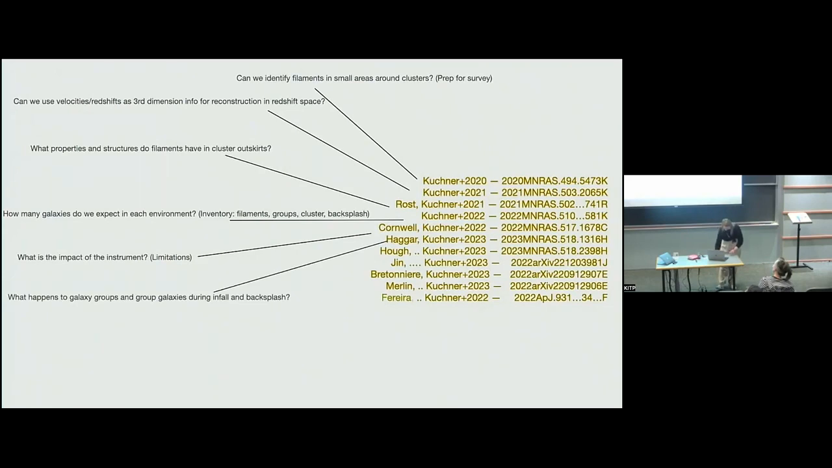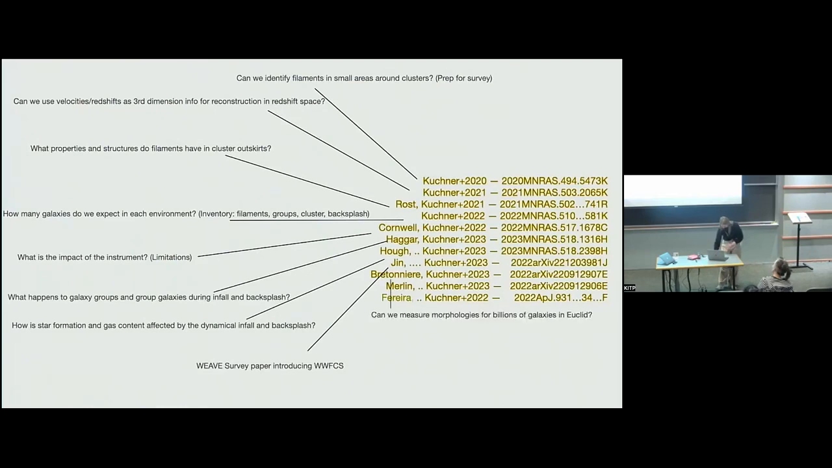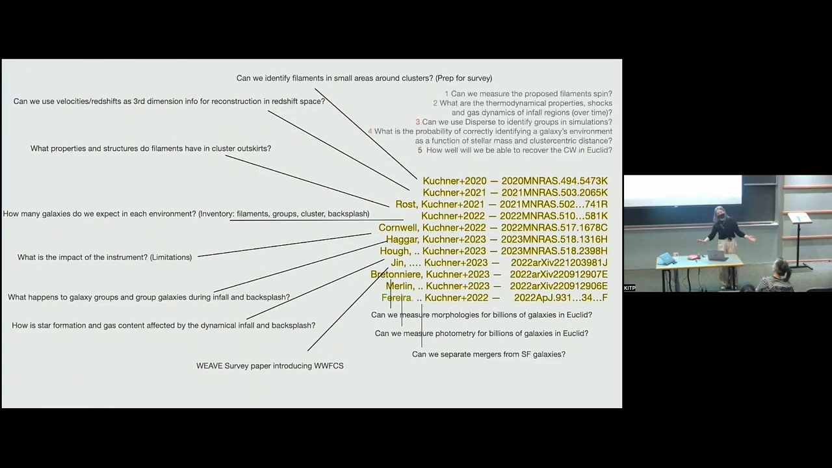What happens to galaxy groups as they go into the cluster? Do they go out again like galaxies? How is the star formation and gas content affected? Then what's actually the survey? So introducing the survey: can we measure morphologies? This was related to Euclid. Can we measure photometry? Can we separate mergers from star formation? So there are a number of questions, and more questions that we're answering now.